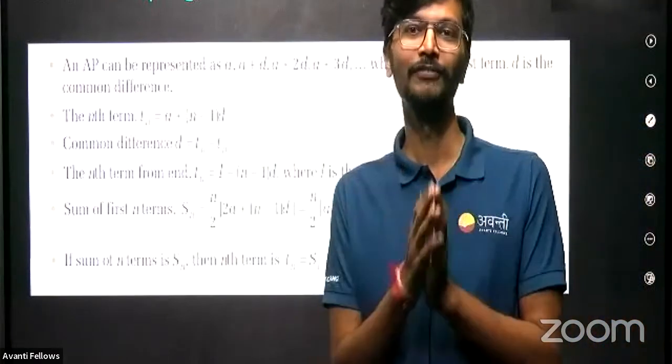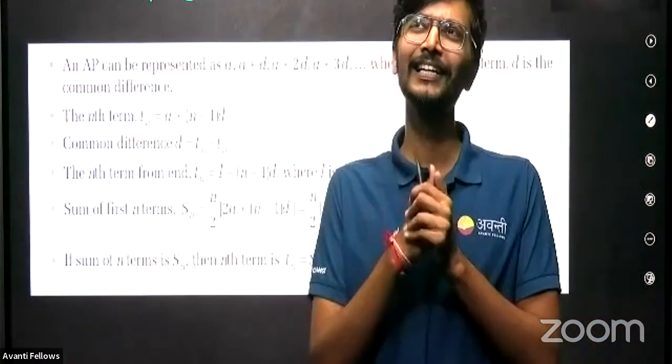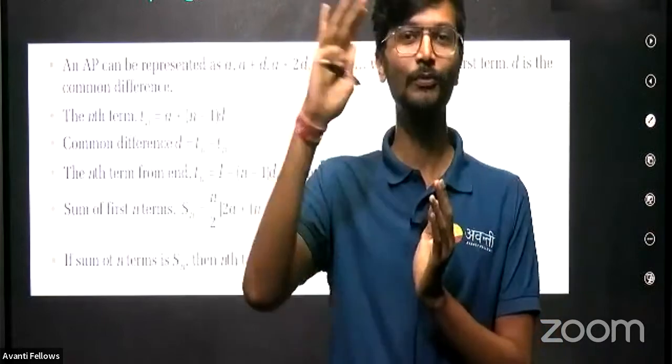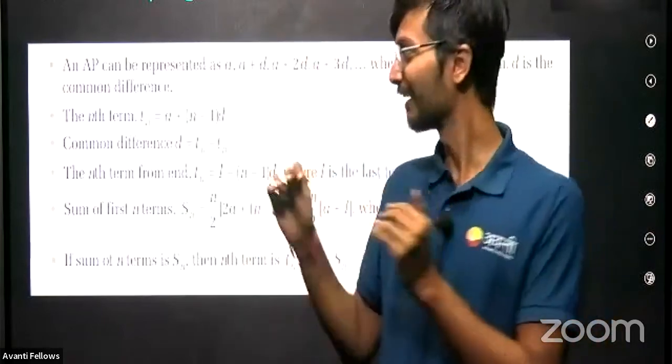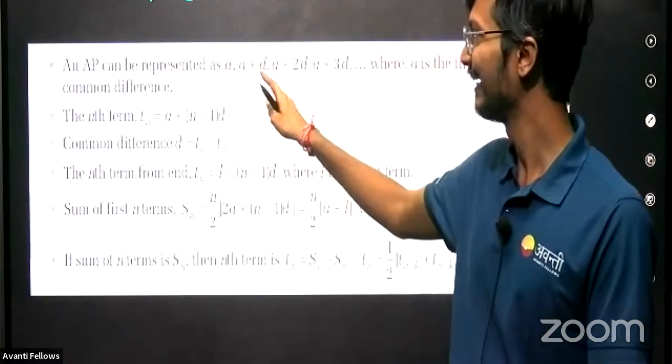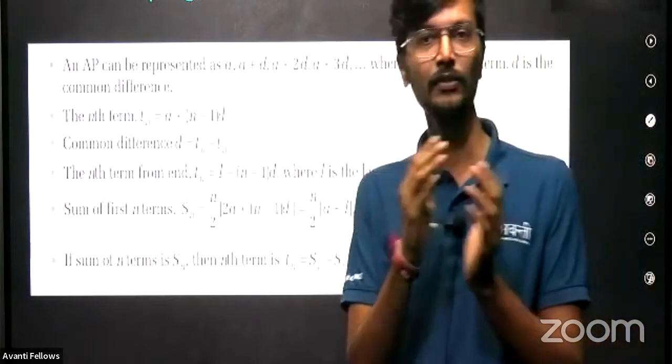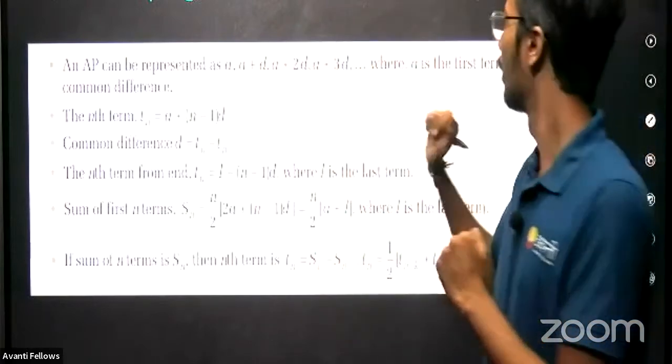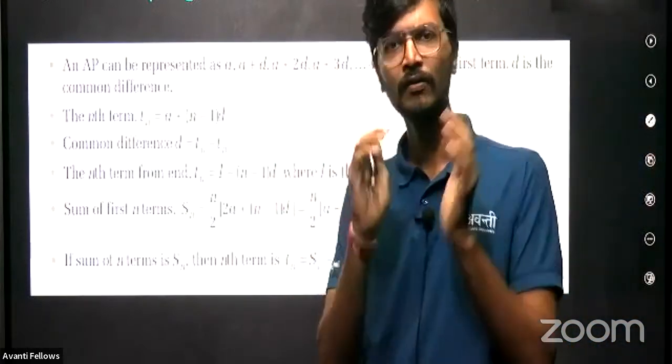First of all, we know arithmetic progression. I think we have been studying AP from school, right? So let's again see what an AP is. An AP is a sequence which can be represented by A, A plus D, A plus 2D, A plus 3D, and so on. We all know where D is the common difference and A is known as the first term.